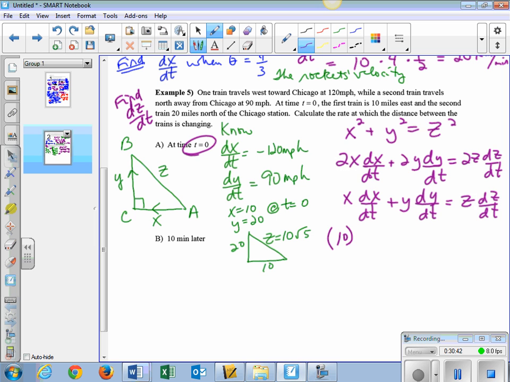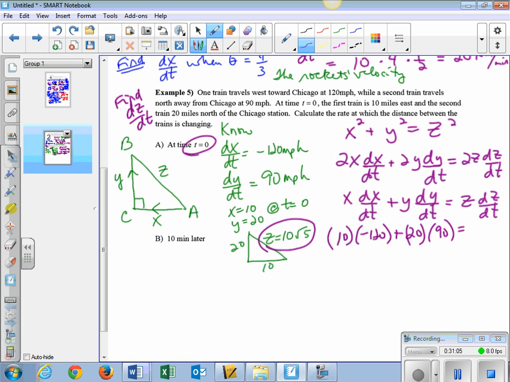I have 10. For dx/dt, I have negative 120. For y, I have 20. dy/dt is 90. Z, oh, here we go. That's where that z comes in handy. If you found out right now that you needed z as you're working through the problem, then you go back and say, oh, how can I find z?